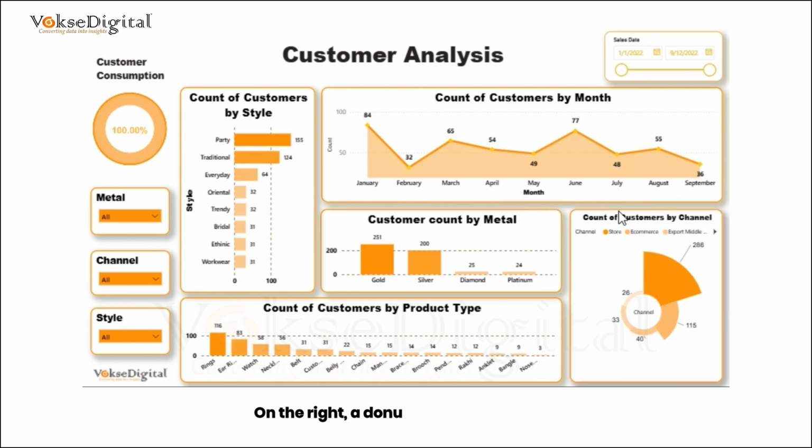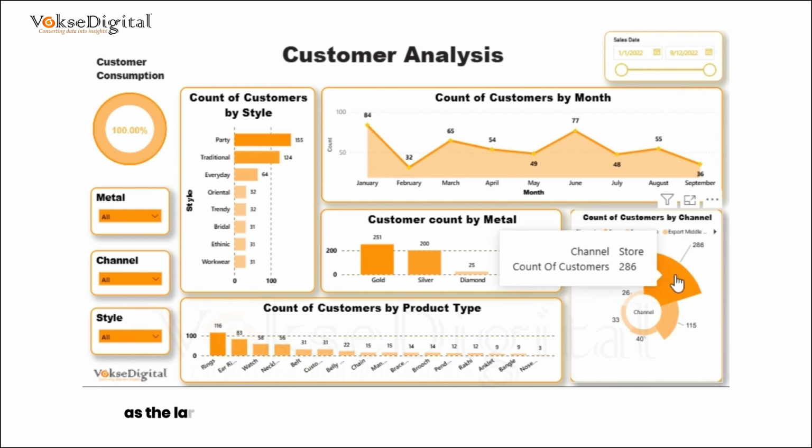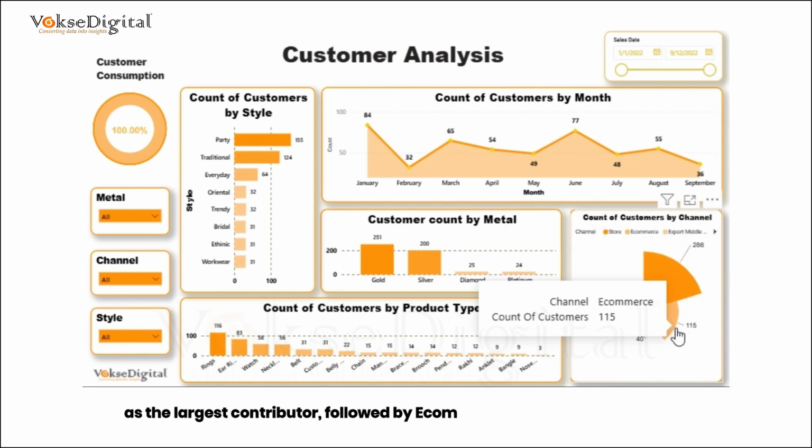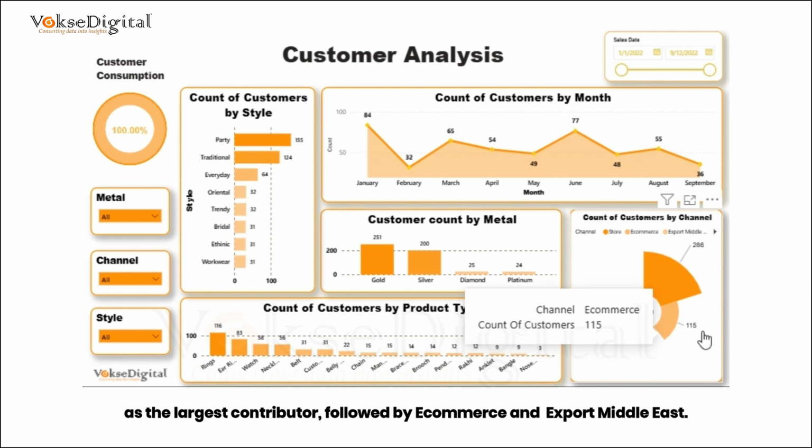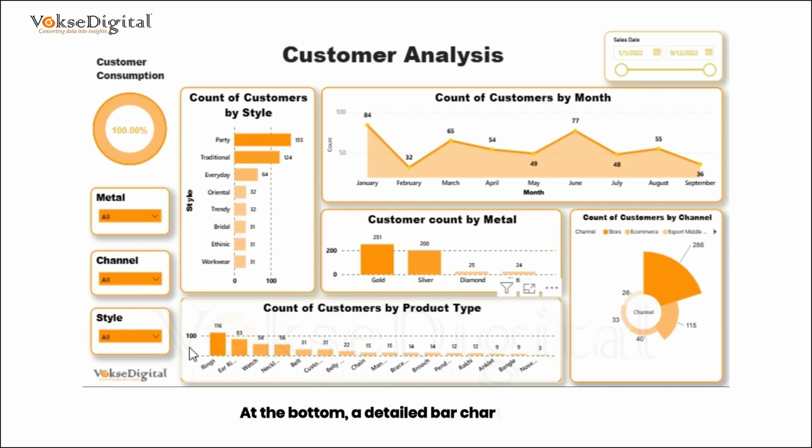On the right, a donut chart breaks down customer count by channel, showing store as the largest contributor, followed by e-commerce and export Middle East. At the bottom, a detailed bar chart displays customer count by product type, with rings, earrings, and watch topping the list in terms of sales.